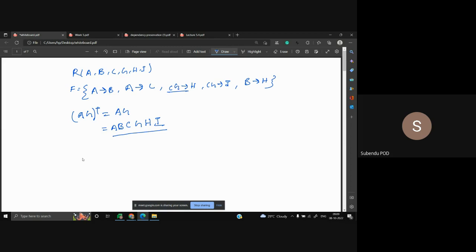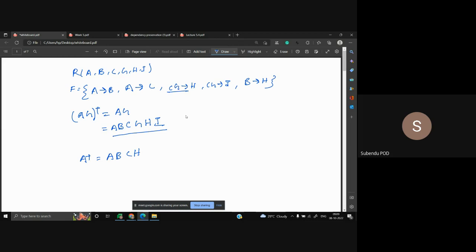Suppose you want to find the A closure. A determines B and A determines C, so we can say A, B, C. Then B determines H, so A, B, C, H. So this is the A closure.